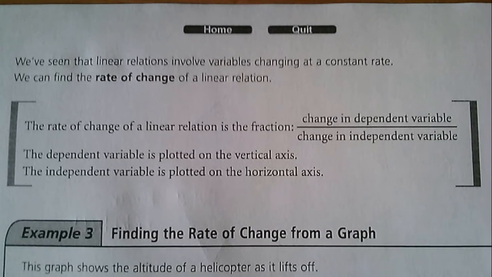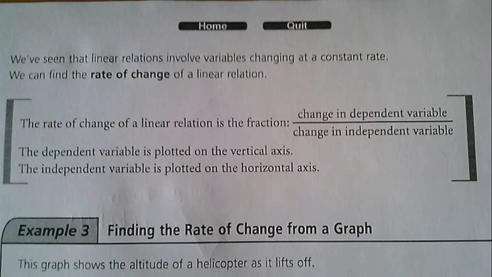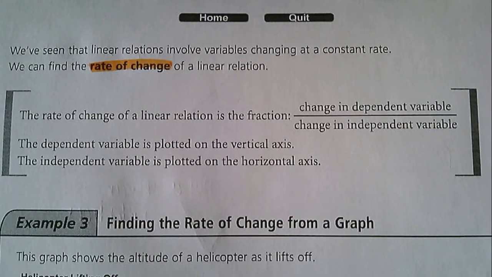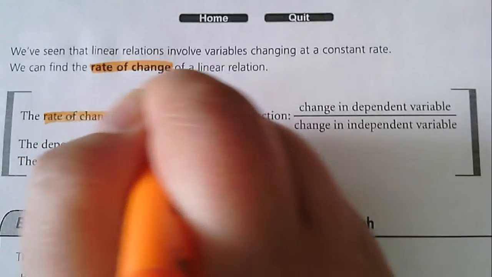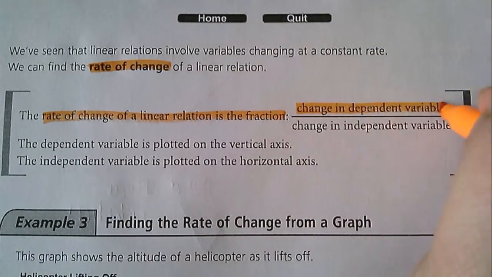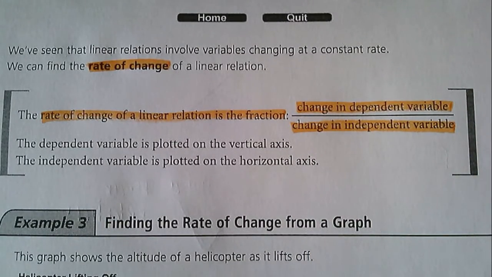So the last little bit that we're going to look at is, we've seen that linear relations involve variables changing at a constant rate, right? So the x values were changing at a constant rate, the y values were changing at a constant rate. If we want, we can find the rate of change of a linear relation using this equation here. So the rate of change of a linear relation is the fraction. On the top part, we're going to put the change in the dependent variable. On the bottom part, we're going to put the change in the independent variable.